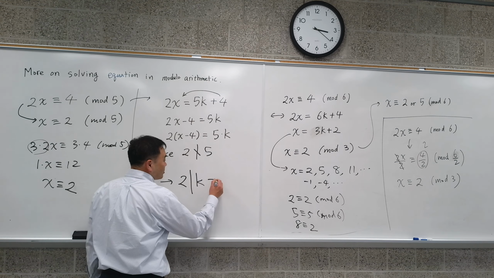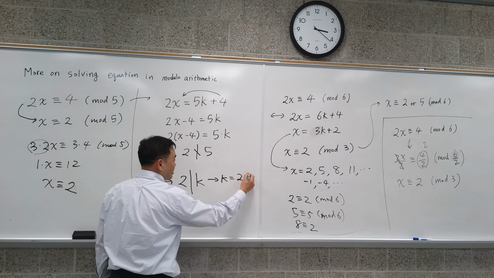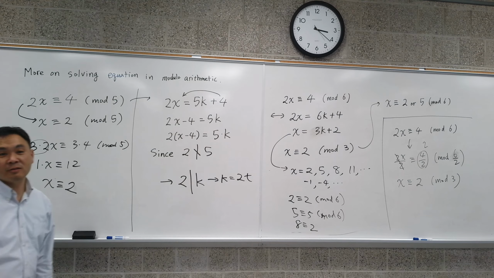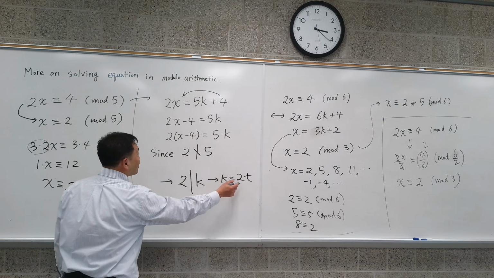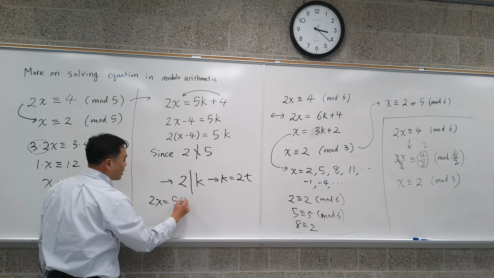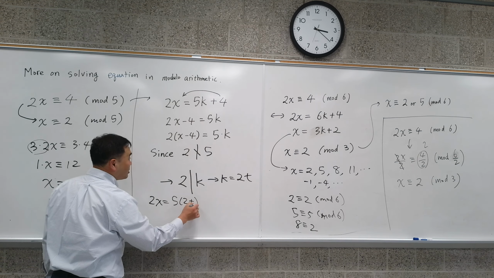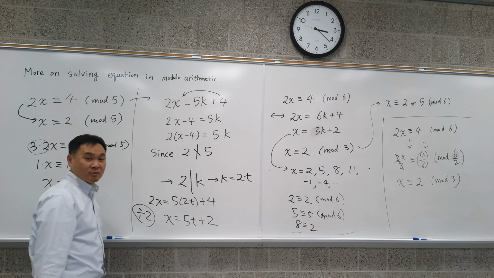And that means k is 2 times some other number, say t. If k is 2 times some other number, you can plug that back in and you get 2x equals 5 times 2t plus 4. And now see that all of these are even, so you can divide both sides by 2. And if you divide both sides by 2, you get x equals 5t plus 2.